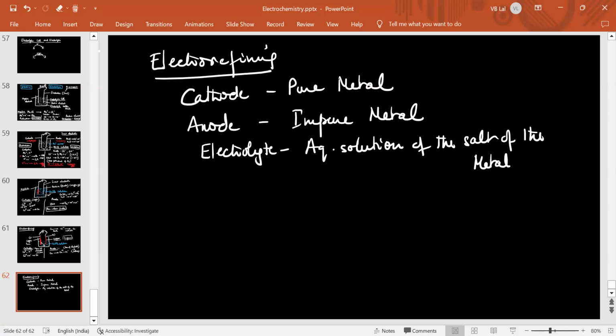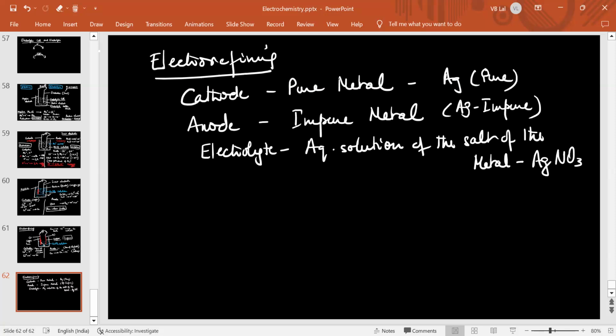You can also use it for purification of silver. Like if you have silver here, pure silver, that can be the cathode. Silver which is impure, right? That can be the anode. And what will be the electrolyte? A salt of silver, like silver nitrate solution. So like that, this process of electrolysis can be used for refining of metals. So that is the example of electrorefining.